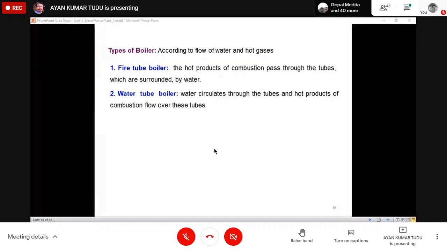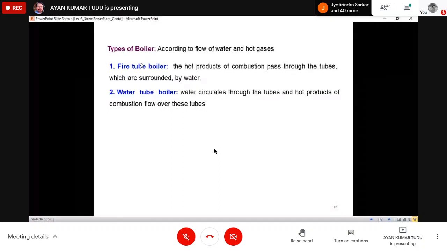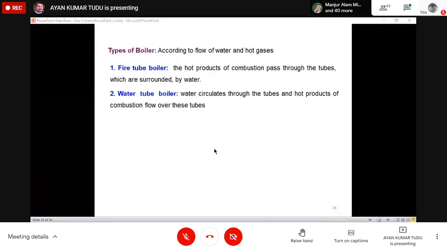What is a fire tube boiler? The hot products of combustion pass through the tubes which are surrounded by water. That is our fire tube boiler. What is a water tube boiler? Just the opposite. Water circulates through the tubes and the hot products of combustion flow over these tubes.